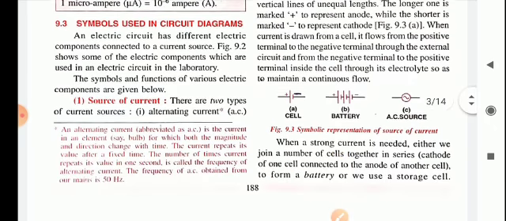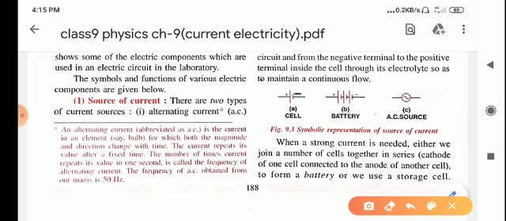Number 1 point, source of current. There are two types of current source. Number 1 point, alternating current. Second point, DC current. First, I will explain alternating current. It is the current in an element for which both the magnitude and direction change with time.